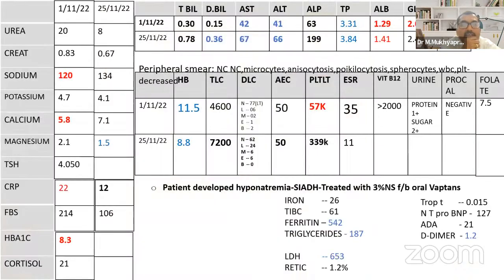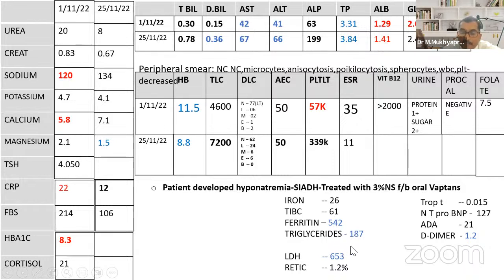So these are the investigations done in the second admission. You see that the organ function reports were all normal, but there was significant hypoalbuminemia and sodium started falling. Calcium was 5.8; corrected calcium was usually around 8. HbA1c had increased. Platelets had started falling again, to 57,000. And again, he had iron deficiency anemia, but with increased ferritin, with the TSAT being low.